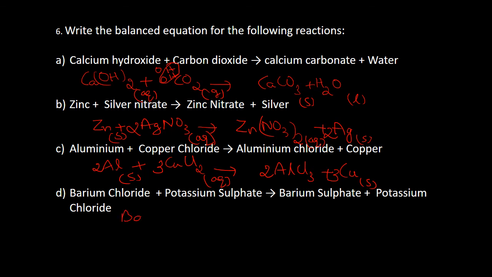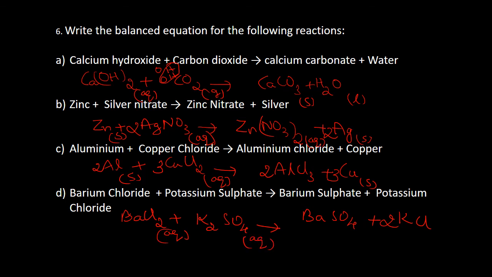Now barium chloride, BaCl2, plus potassium sulfate, K2SO4, gives BaSO4 plus potassium chloride. So potassium has become 2. Let us write it. Chlorine also has become 2. So now it is balanced. Barium chloride is a solution. Potassium sulfate is a solution. Barium sulfate is a precipitate. Potassium chloride is a solution.